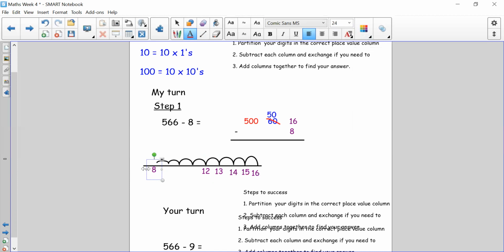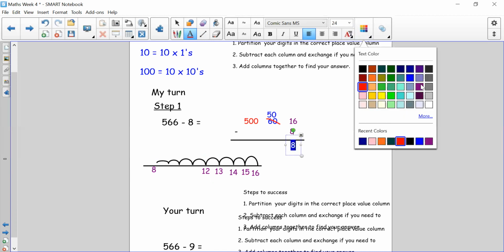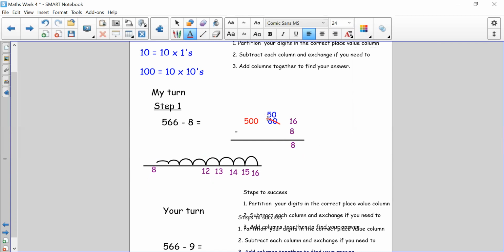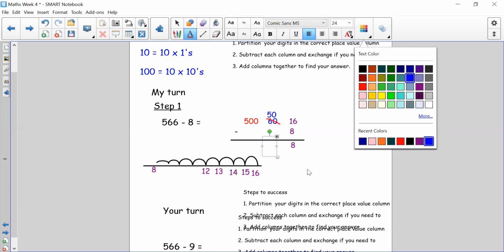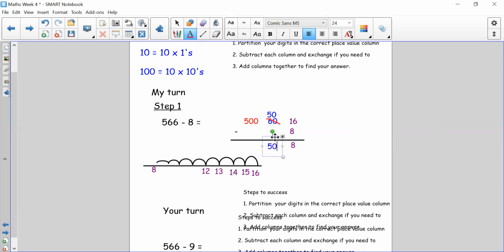So 16 take away 8 is going to be 8. Okay, making sure I use the correct colour here. Okay, I have 50 here, 5 tens. I'm not taking anything else away. So I'm going to just put my 50, bring that down, 5 tens.